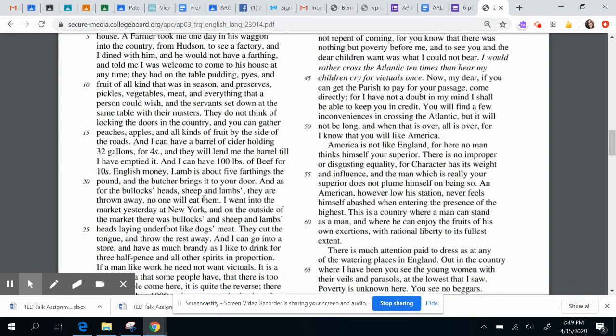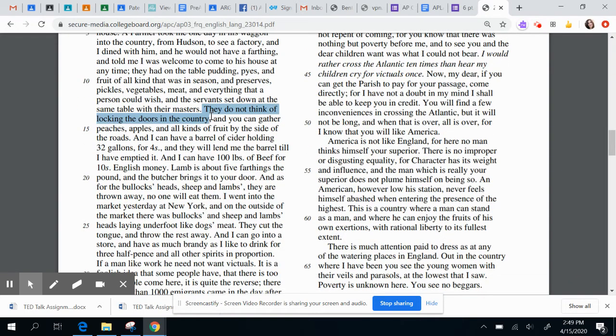Let's continue. They do not think of locking the doors in the country, and you can gather peaches, apples, and all kinds of fruit by the side of the roads. And I can have a barrel of cider holding 32 gallons for 4 shillings, and they will lend me the barrel till I have emptied it. And I can have 100 pounds of beef for 10 shillings, English money. Lamb is about 5 farthings the pound, and the butcher brings it to your door. And as for the bullocks' heads, sheeps, and lambs, they are thrown away. No one will eat them.